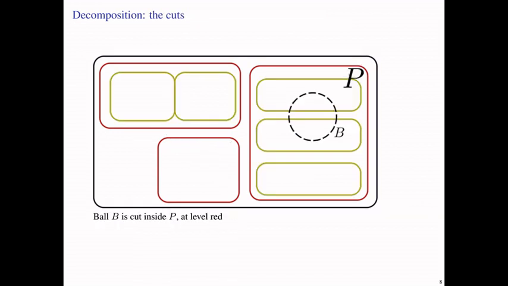And the last definition we need to understand our decomposition is what cut means. So we say that the ball B is dashed, the part P is the red part of the decomposition, and we say that B is cut inside P because B is entirely contained in P and lies in different parts of the green level. So we say that ball B is cut inside P and at level red.